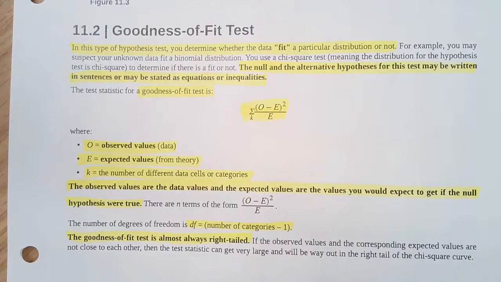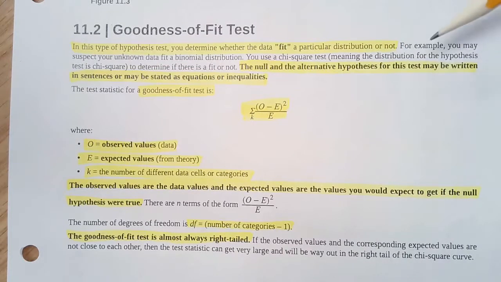We're going to go through 11.2, the goodness of fit test. This is a way that we can figure out whether or not the data we have fit a particular distribution. We're just going to see if it is a good fit. An example they're talking about here is that we may or may not know that a data set is binomial, but we can use the chi-squared goodness of fit test to see if it is a good fit for that data set or not.